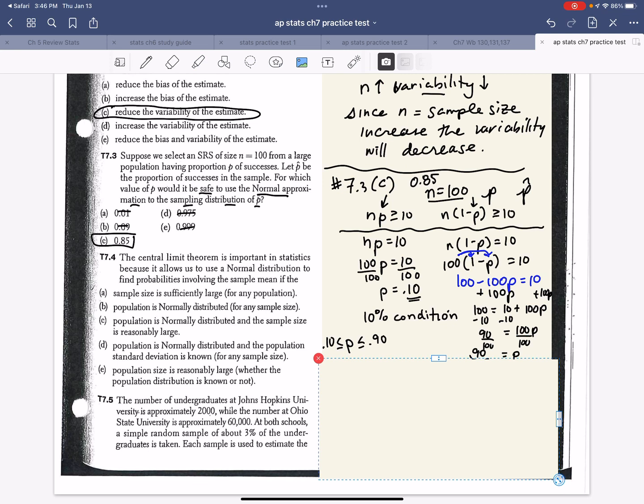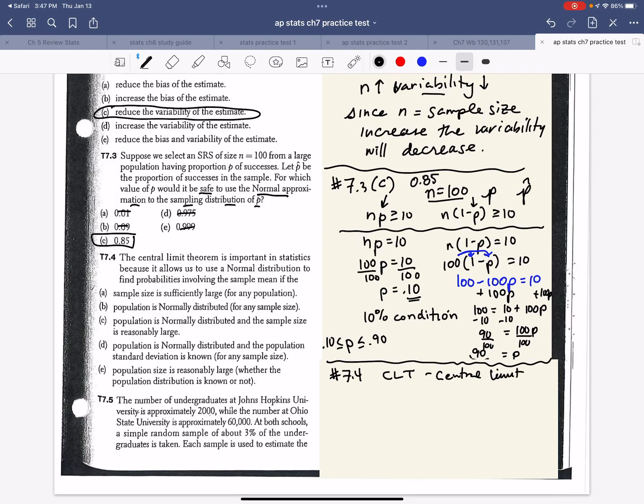Question number 4 states, the central limit theorem is important in stats because it allows us to use normal calculations to find probabilities involving the sample mean. So we're finding which one is describing the central limit theorem. I have to have n greater than or equal to 30, so I don't do the 10% condition. That's for a proportion question. Central limit is for a mean question.